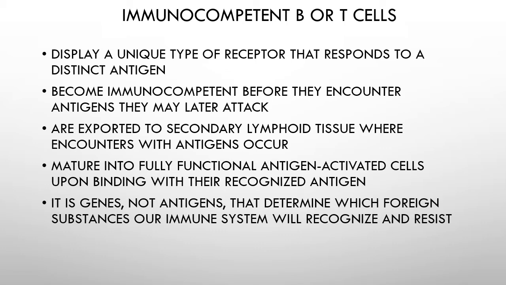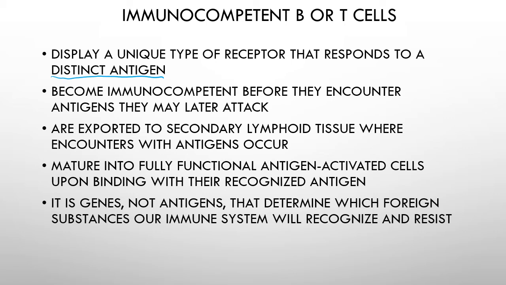Once we have these receptors and the cell is immunocompetent and has the ability to ignore self-antigens, it's going to have the ability to recognize a particular antigen. They're coded for, in a sense, distinct antigens. A particular T cell goes after a particular antigen. A particular B cell goes after a particular antigen.